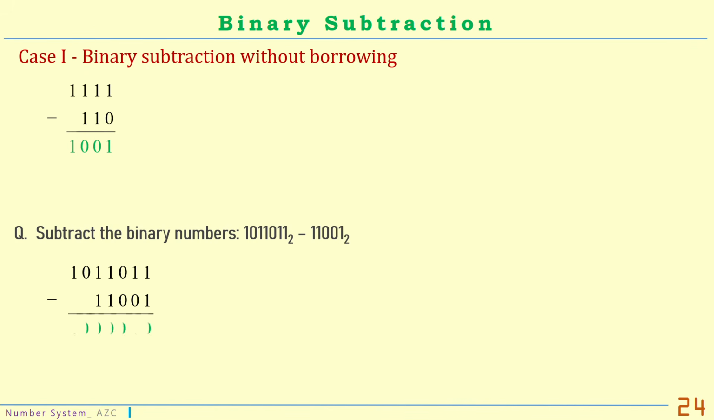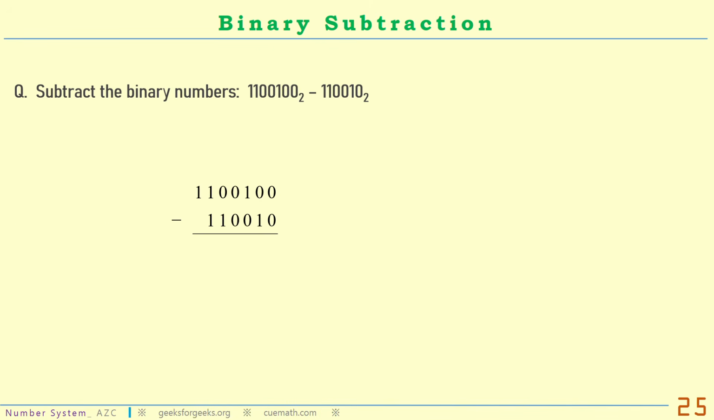Answer obtained is 1 0 0 0 0 1 0. Just subtract the binary numbers 1 1 0 0 1 0 0 minus 1 1 0 0 1 0. Start subtraction from the most right side digits.